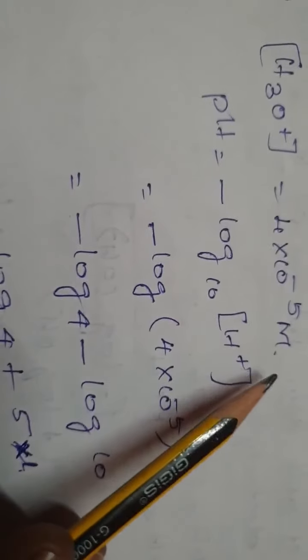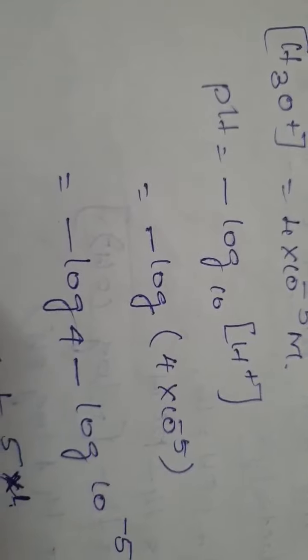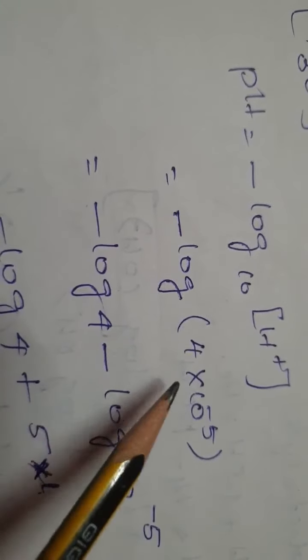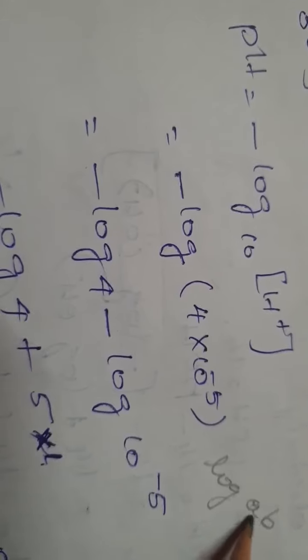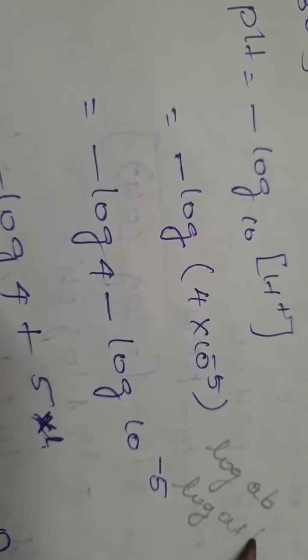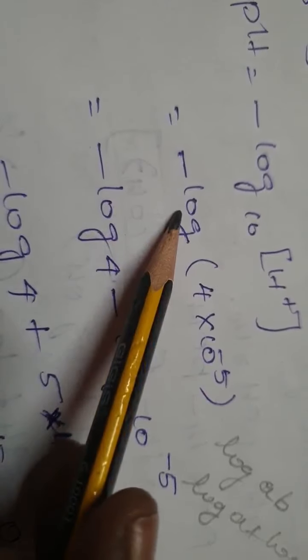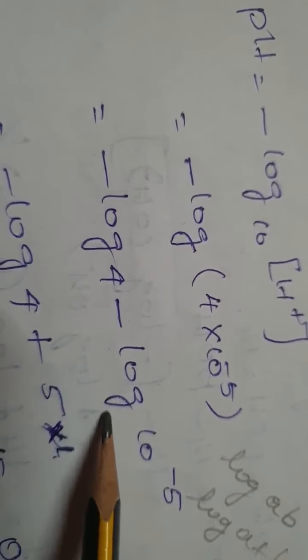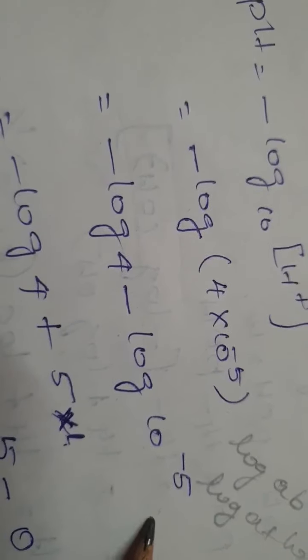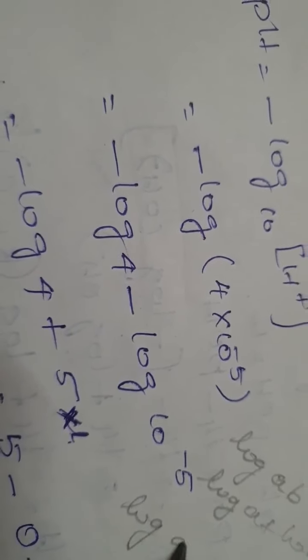So instead of H+, you have to substitute this value, 4 × 10^-5. So minus of log (4 × 10^-5). This is in the form of log (A × B). What is the log formula? Log (A × B) is log A plus log B. So expanding, minus of log, this minus is common, so minus log 4 minus log 10^-5. This is in the form of log A^n, so log A^n means n log A. Okay, so this is the expansion.